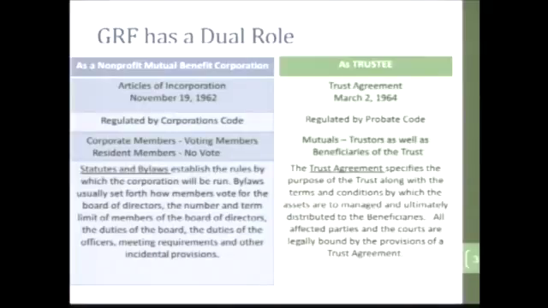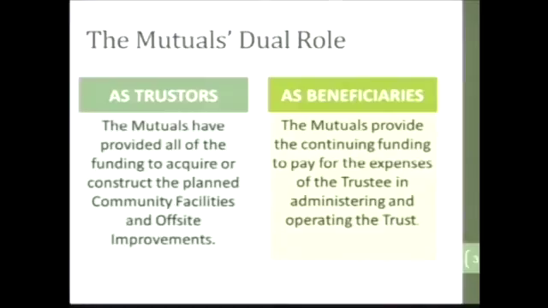So we're going to look at what the definitions are specifically in these two. This is the legal agreements that were built. As trustors, the mutuals have provided all the funding to acquire, construct the planned community facilities and off-site improvements. That is the assets that are there. As trustors, that's their job, is to manage it how it's seen best fit for the community. As beneficiaries, the mutuals must provide continuing funding to pay the expenses of the trustee administering the operations of the trust.